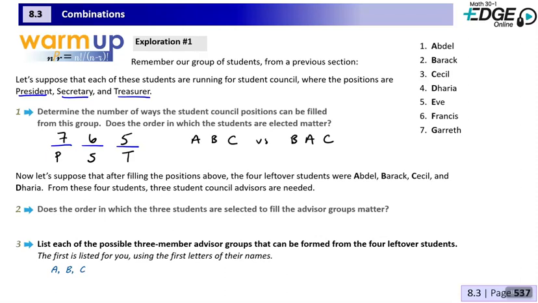And the answer is yes, it makes a difference, because in one case you have A as the president, and in the other case you have B as the president. So these student councils are distinct and distinguishable. They are different from one another. All right, so here we would say that yes, the order matters. Oh, I suppose I should multiply this together first. 7 times 6 times 5 makes 210. And yes, the order matters.